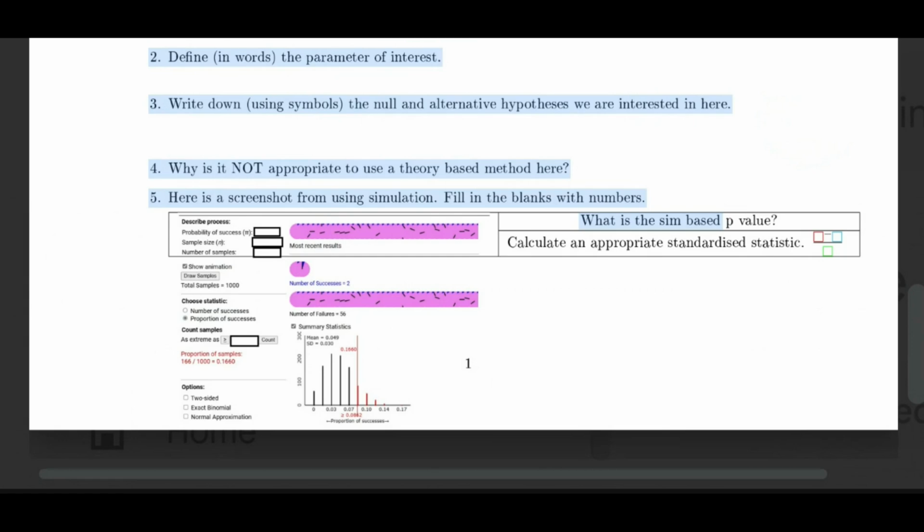What goes in the extreme box? Can you give me a fraction? You don't have to convert anything. 5 over 58, because that's what you saw. And finally, can someone quote the sim-based p-value? Did you see it? It's not in purple, but you have to imagine it's in purple. What's the sim-based p-value according to the screenshot? Did anyone see it? It's a very important number. It gets repeated a few times. The sim p-value is 0.166.